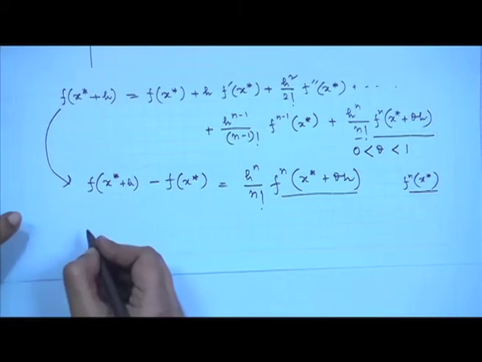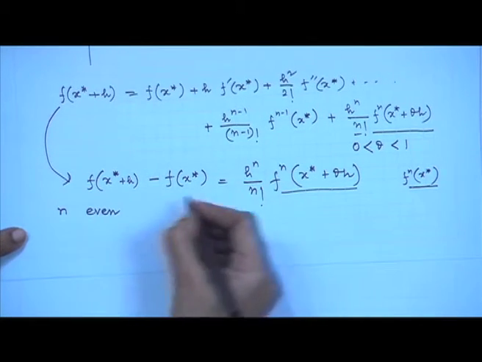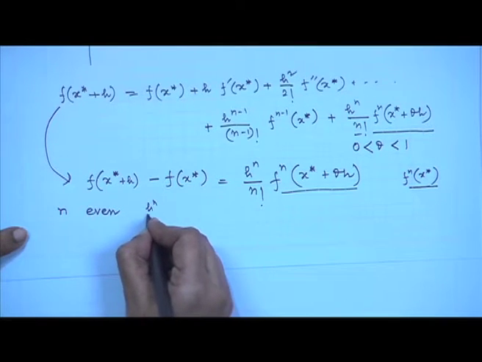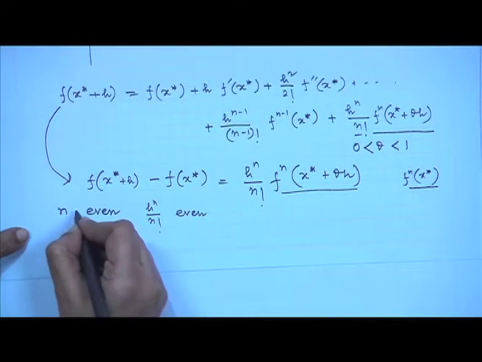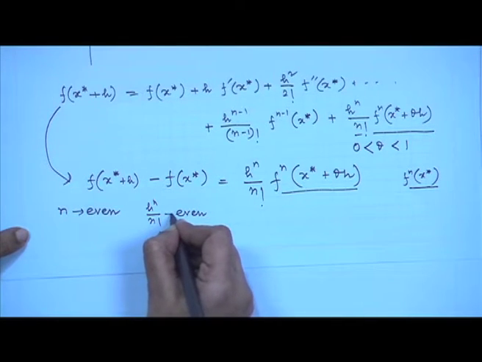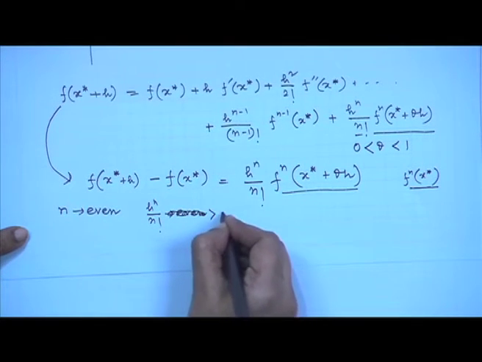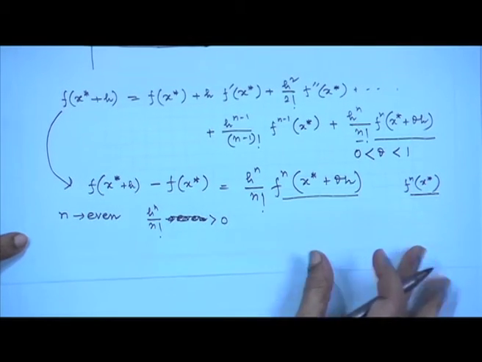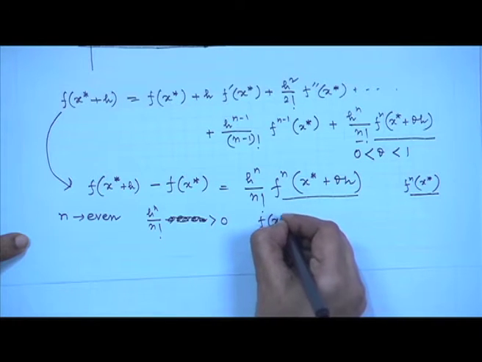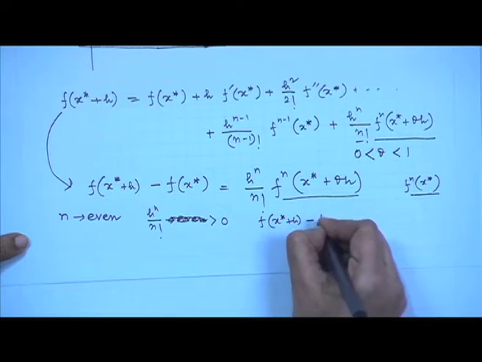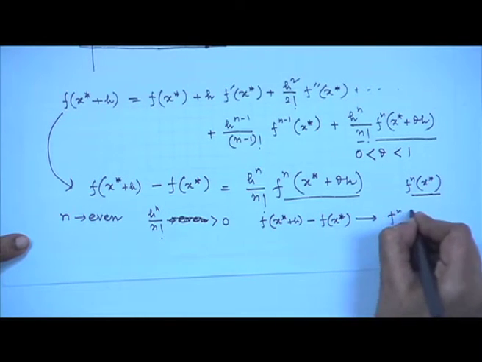Now you see, if n is even, then what are we getting? h to the n by n factorial will be greater than 0. Alright. That means what we are saying is that f n of x star plus h minus f x star, the sign of it must be the same as the sign of f n x star.